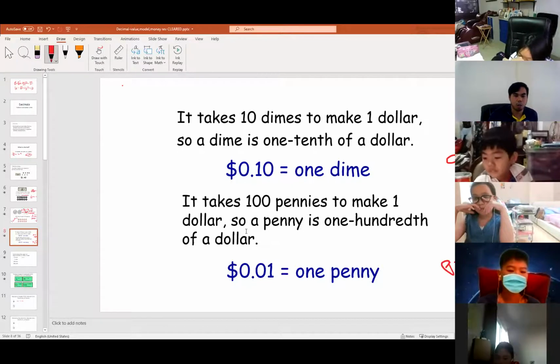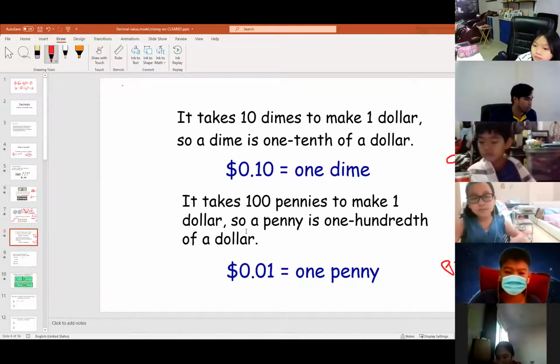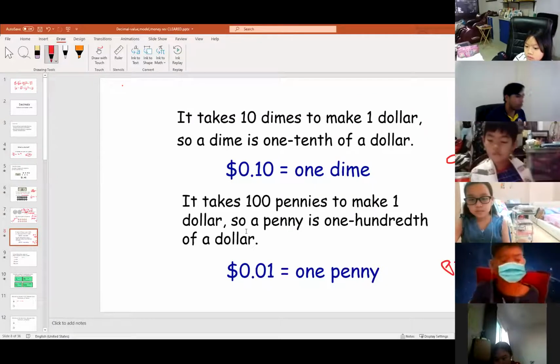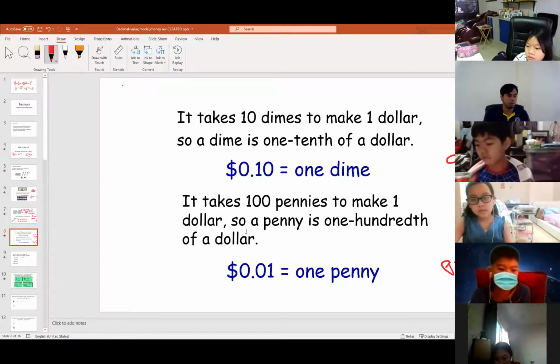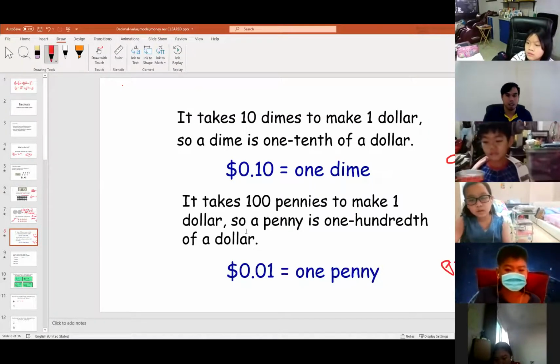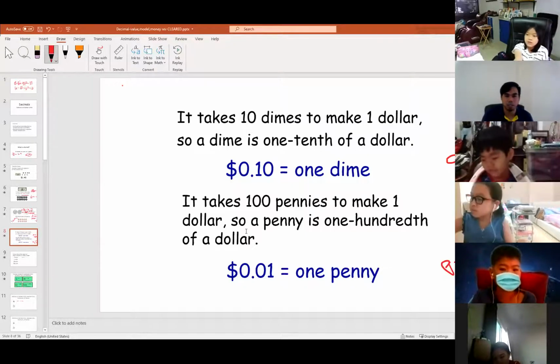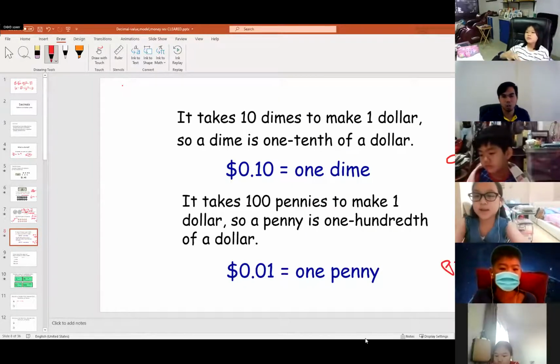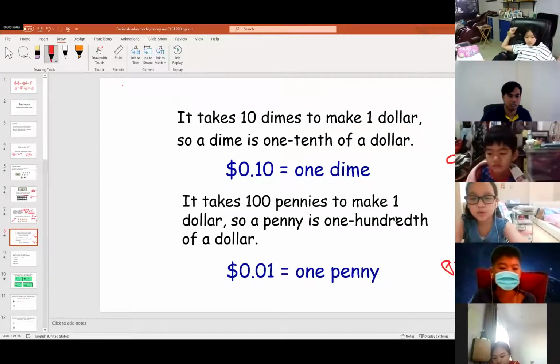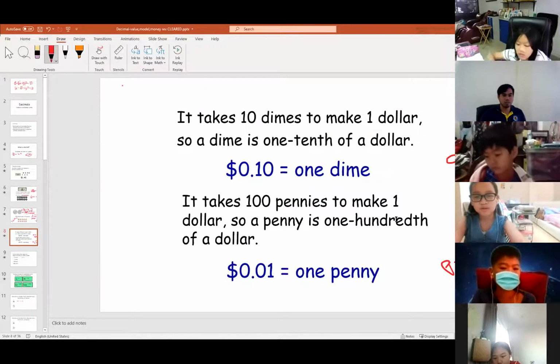It's the same thing with 10 baht. How many 10 bahts do you need to make 100 baht? 10. It's the same, but in this case, 10 dimes is equivalent to $1. Is that clear already? Okay.